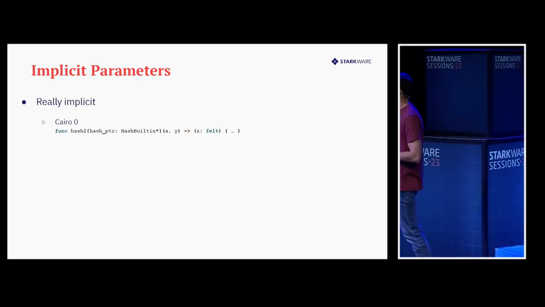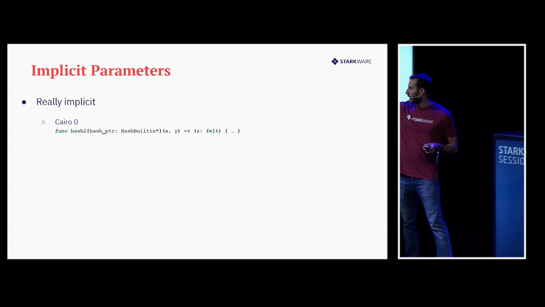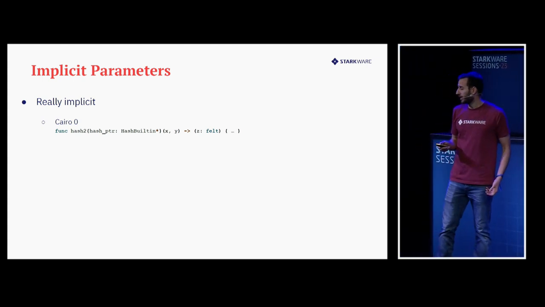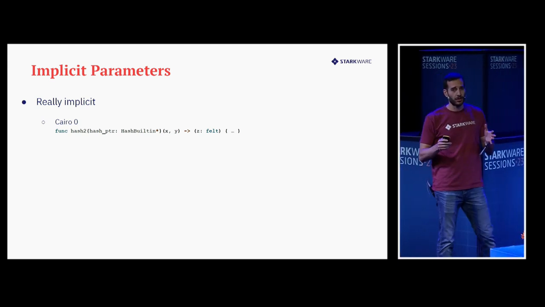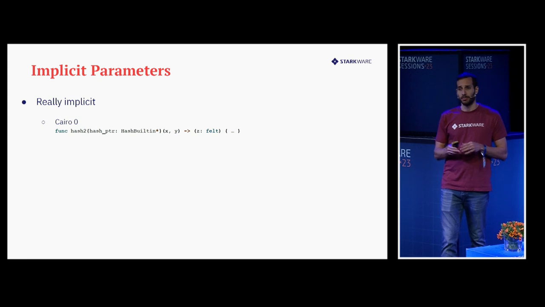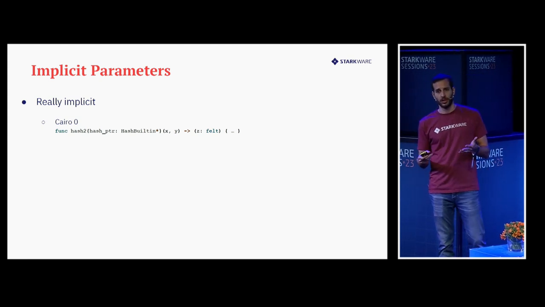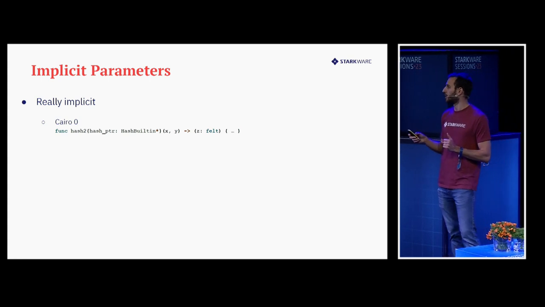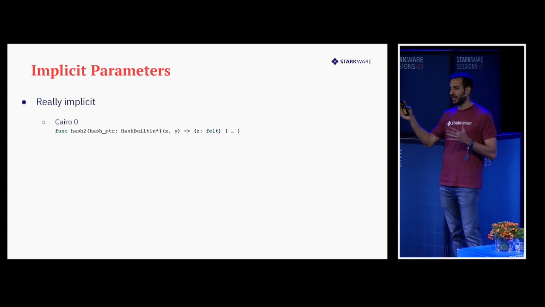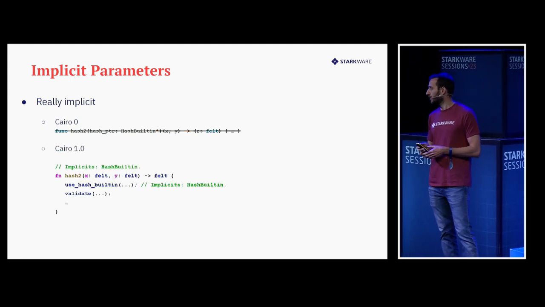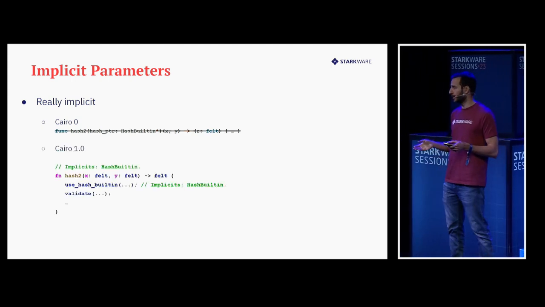So we actually define the implicit parameter in the definition of the function. And this makes it somewhat half implicit, not completely implicit. And also on the call side, most of the time we don't specify it, but sometimes we need to somehow specify it. And then it becomes not completely implicit.